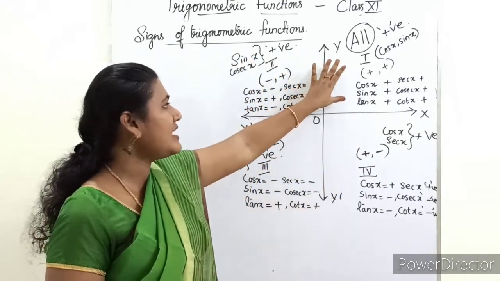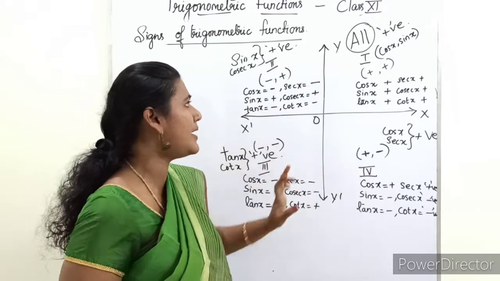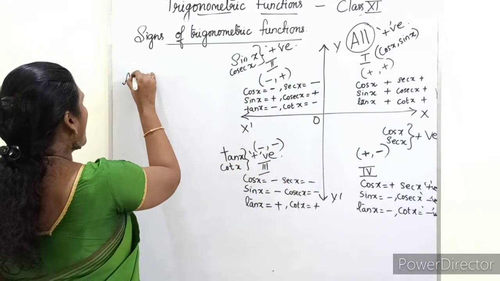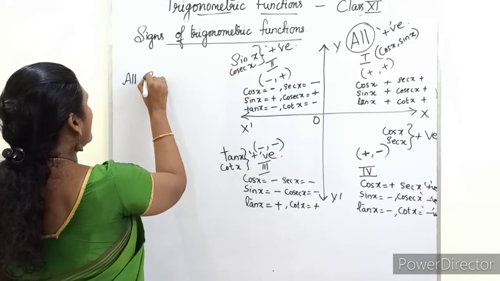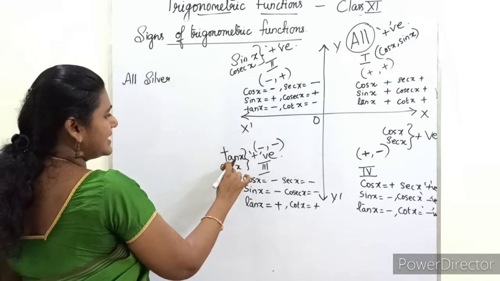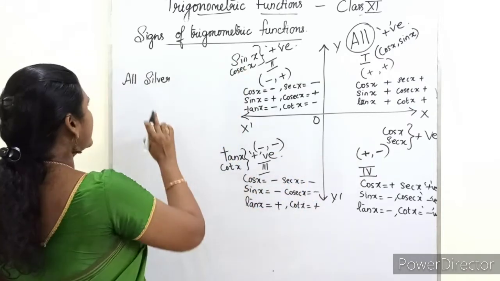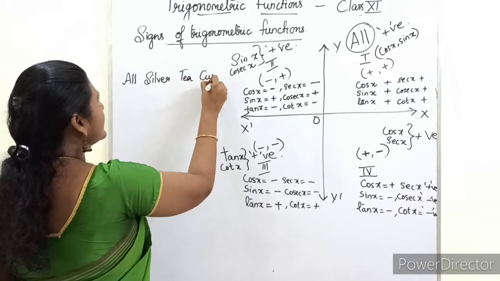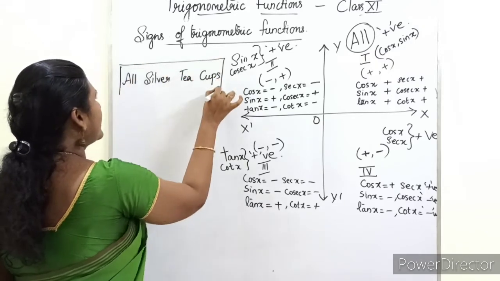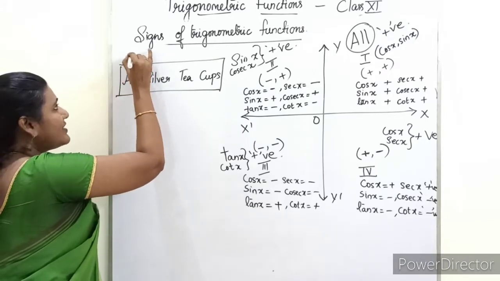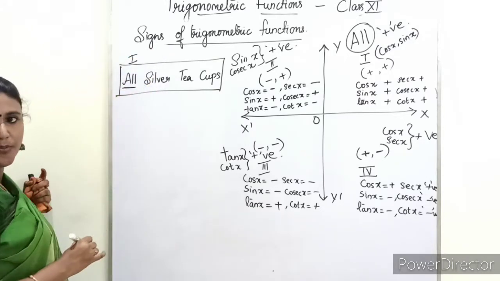Okay. So we have an easy method to remember all these. In the first quadrant we have all positive, and in the second quadrant we have sine positive. So we connect the first letters of these ratios and write: All Silver Teacups. This sentence you have to remember. Okay, all silver teacups, what does it denote? In the first quadrant all ratios are positive.